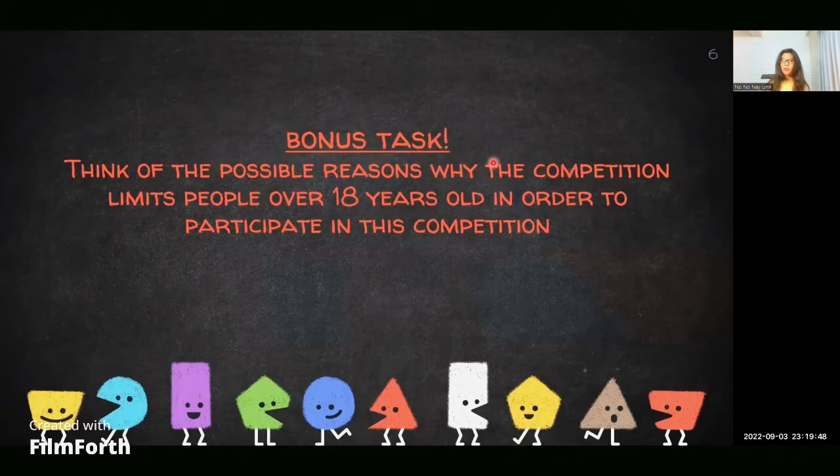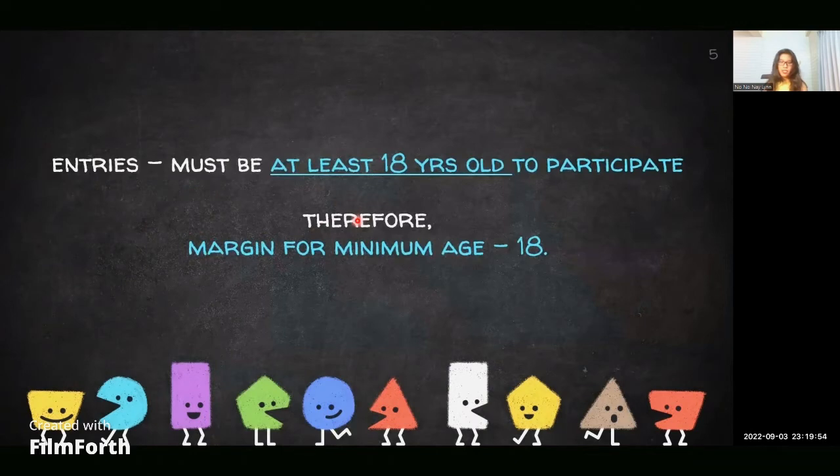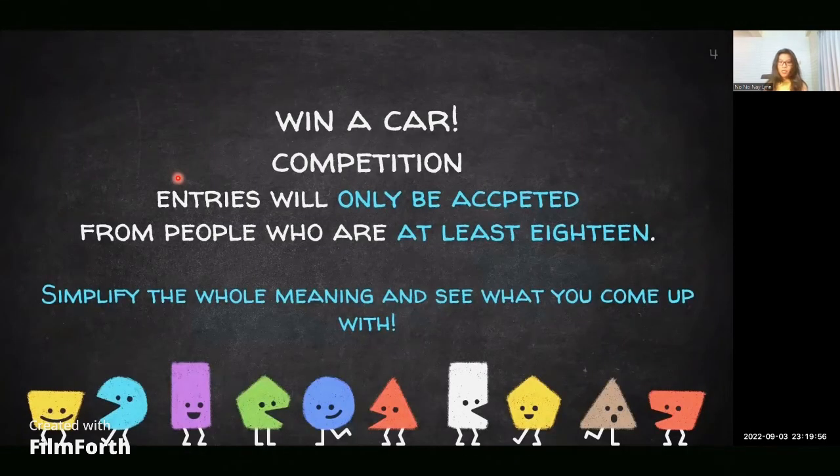Okay, so I will give you an example. You have to think of other ideas, all right? So let's take a look at the question. Win a car competition: people have to be at least 18 in order to be able to compete in the competition. Now let's take a look. For people who are driving, they have to be at least 18, all right? So you get an idea of what's going on.